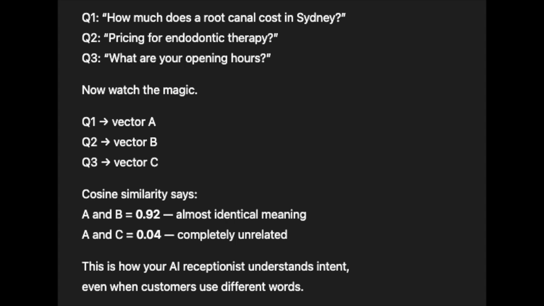Real dental example, meaning matching. Let's embed 3 questions. Q1, how much does a root canal cost in Sydney? Q2, pricing for endodontic therapy. Q3, what are your opening hours? Now watch the magic. Q1 becomes vector A, Q2 becomes vector B, Q3 becomes vector C. Cosine similarity might say A and B equals 0.92, almost identical meaning. A and C equals 0.04, completely unrelated. This is how your AI receptionist understands intent, even when customers use different words. That's semantic search. That's why embeddings matter.